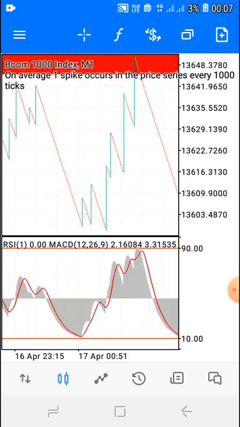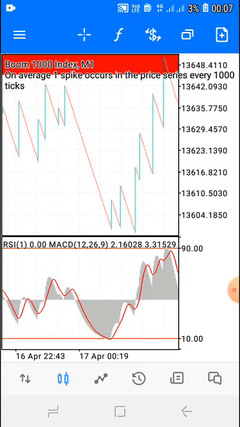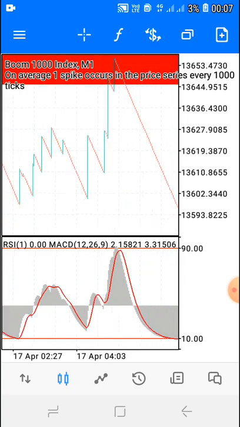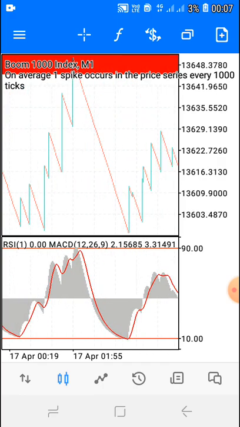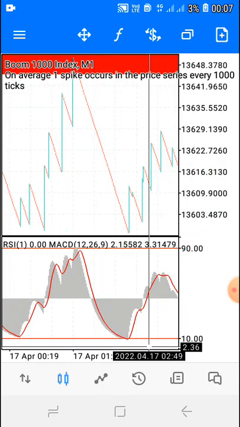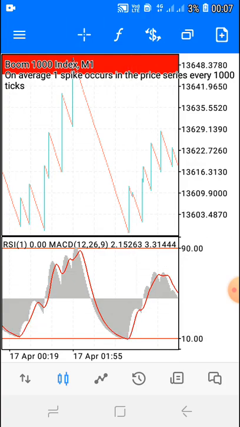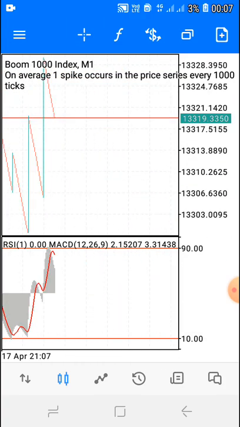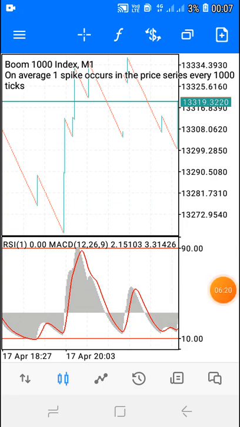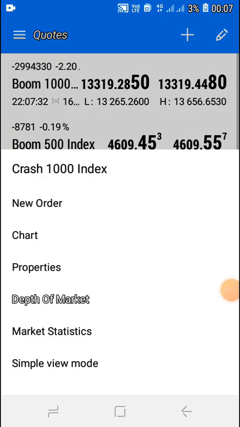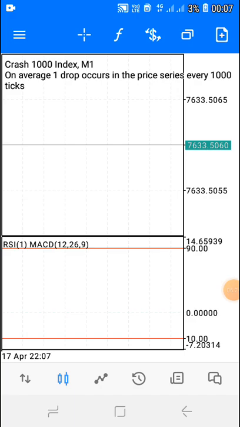Let's just say, for example, the market is moving in an uptrend at the moment. Okay, and what you want to do is you're going to look at the MACD over here, right, and wait until the MACD is at a 10 level, and then you're going to take spiking opportunities, right? I'm going to show you guys crash 1000 and so on, right? So let us go to crash 1000. Okay, so we on crash 1000.